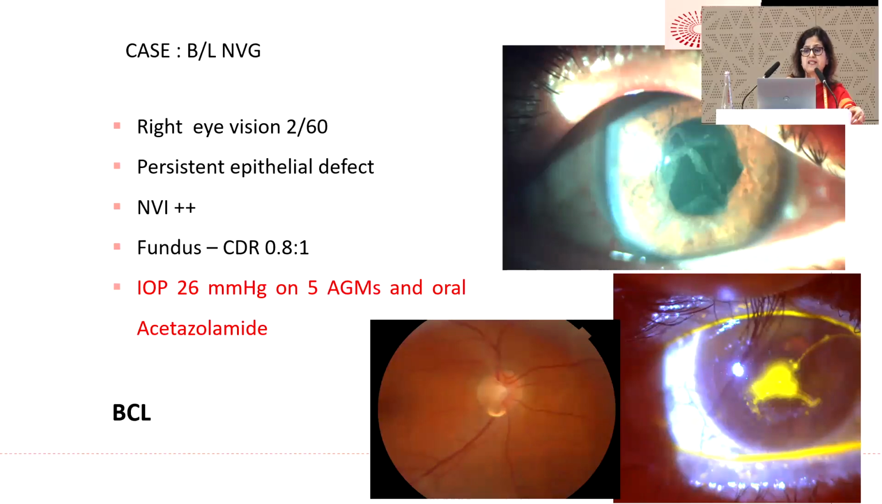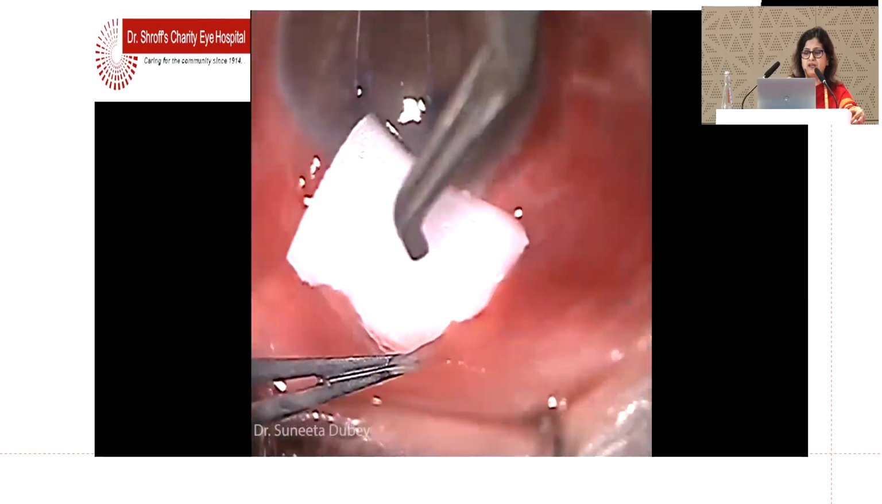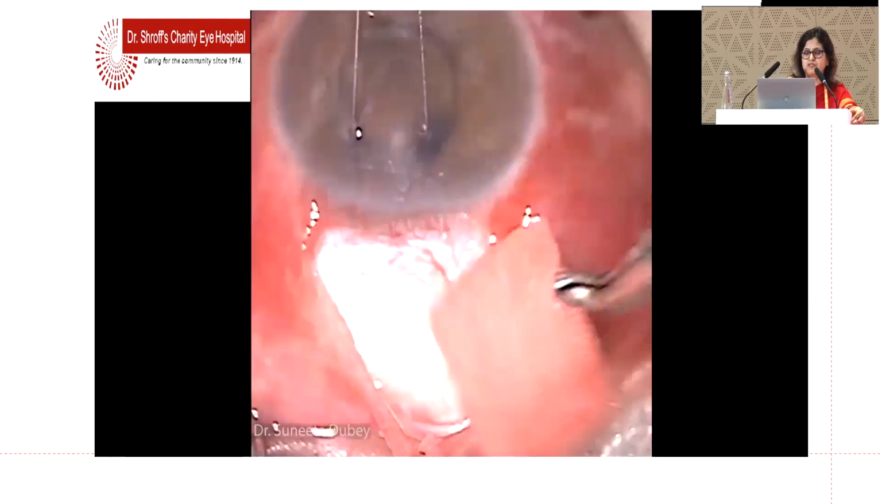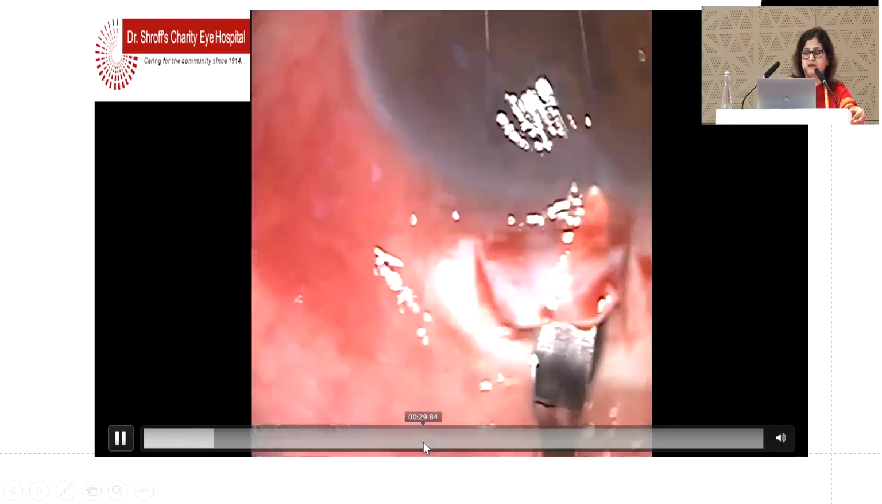I would like to discuss this case who had bilateral NVG with uncontrolled glaucoma, and this patient had an epithelial defect. Both eyes had persistent epithelial defect. He was on maximum medical therapy, and even conservative management was not effective. So trabeculectomy was combined with the AMG in this patient.